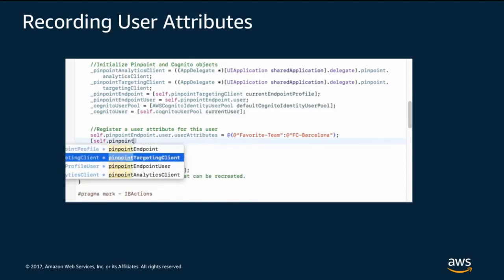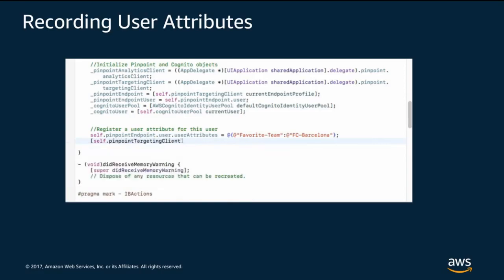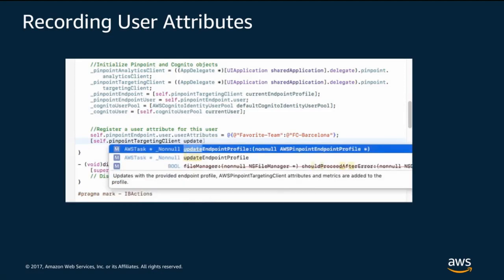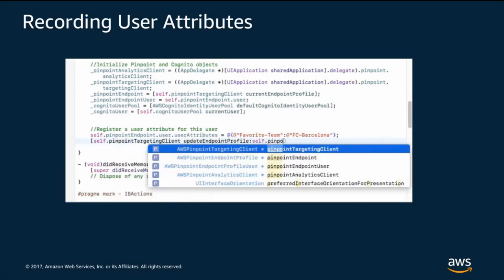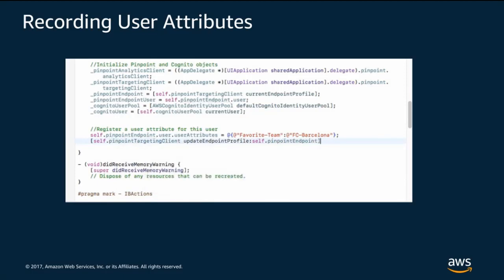And once you've assigned the attribute, you then want to update your Pinpoint targeting client with this attribute. What this does is it tells Pinpoint that this user's favorite team is FC Barcelona. Please update the instance of the endpoint that you have on the backend on Pinpoint. And it's really as simple as that, just 2 lines, and you now understand this user's preferences.